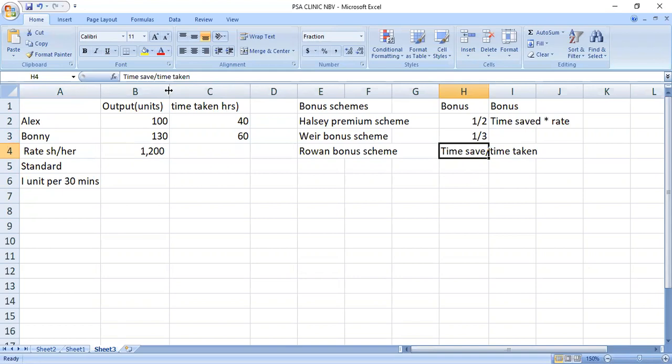Okay, my Excel is now misbehaving. Kindly confirm with me: time taken out of time allowed. Okay, sure. Okay, time taken out of time allowed. Is it time taken over time allowed or time allowed over time taken? I think it's time allowed over time taken. Okay, let's see. Time taken over time allowed.